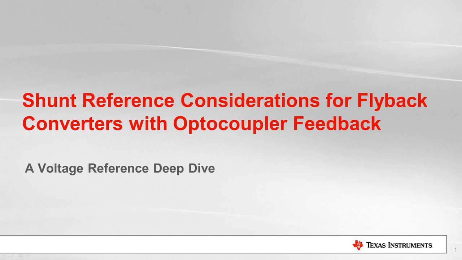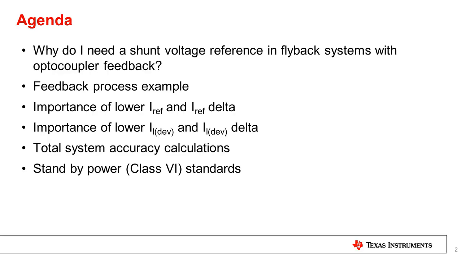This presentation is to discuss some key design considerations for shunt voltage references used in secondary side regulation as a voltage loop error amplifier in an optocoupler feedback circuit. This video will discuss how a shunt voltage reference works, show how lower IREF and ILDEV can achieve better system accuracy, and talk about no-load power consumption standards.